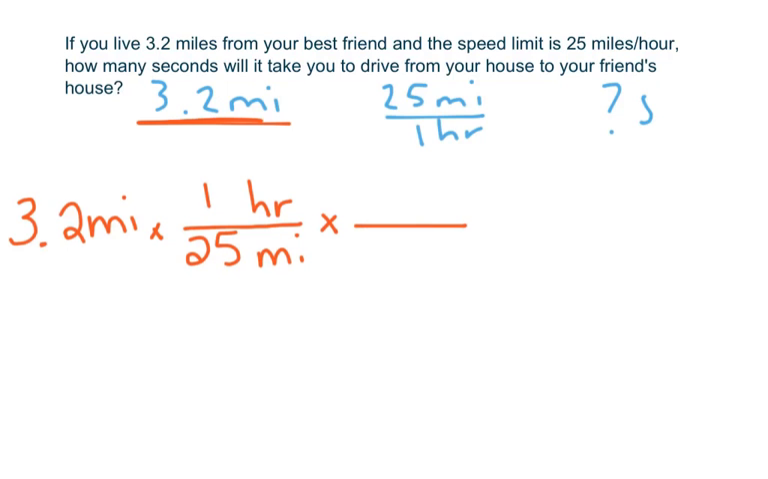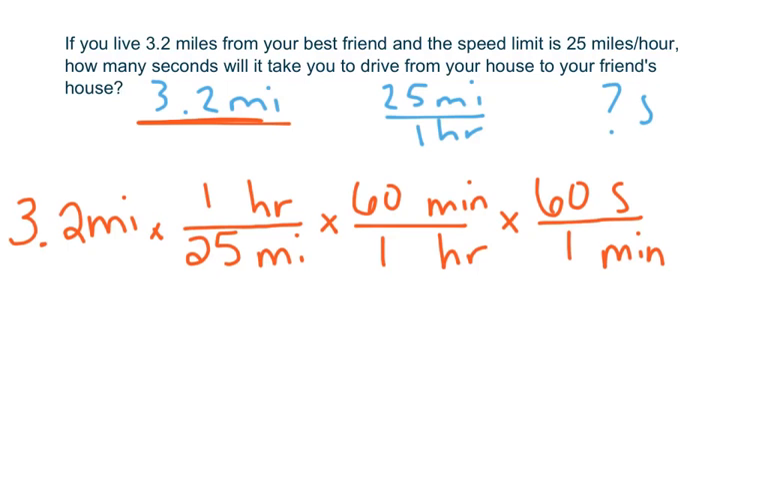So I'm going to convert hours to minutes. Most students don't know how many seconds are in an hour. It's easy just to break it down in between. That's fine. So the relationship is you have 60 minutes in 1 hour. And then we can go from minutes to seconds. 60 seconds in 1 minute.